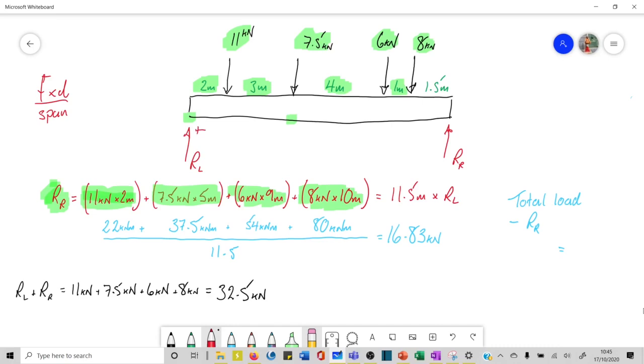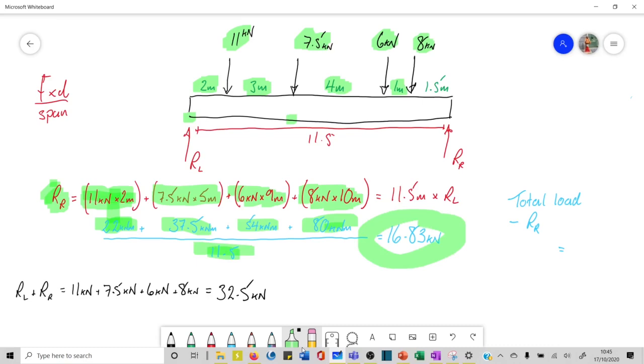So let's put that span in, 11.5 times the reaction on the left side. Okay, so putting that into old money, we've got the 22, plus 37.5, plus 54, plus 18. We divide that by the span, 11.5 meters. So our answer for the right reaction is 16.83.